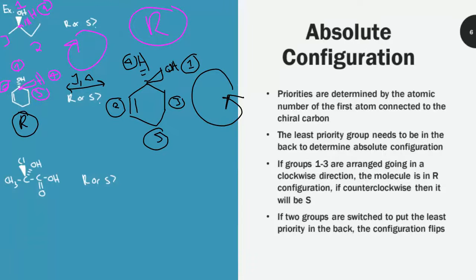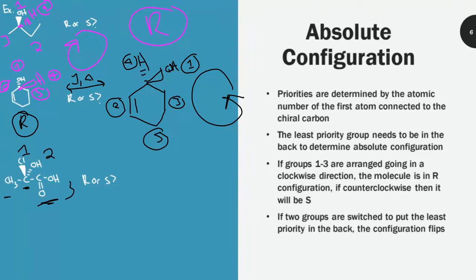So, this is my chiral carbon, right? Okay, so chlorine, if you look, that's 17, right? So, chlorine will be my first priority group. OH will be number 2. And then between the methyl group and the carboxyl group, I can tell that this carbon is connected to 3 hydrogens, right? This one's connected to 2 oxygens, but 1 oxygen twice, so more or less 3 oxygens. So this one will be higher priority than this.